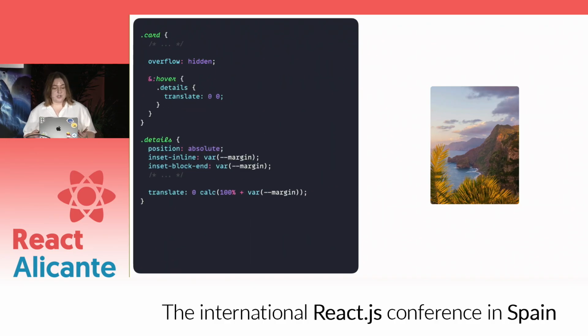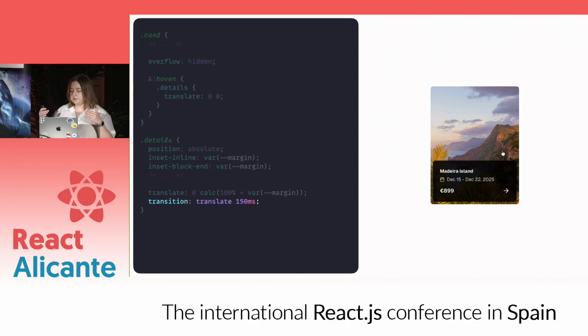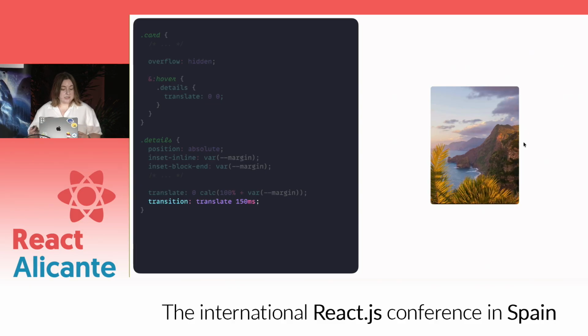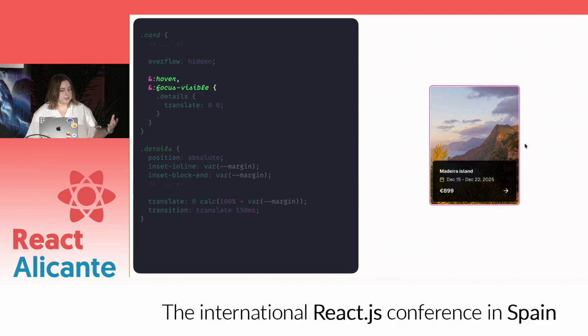So we need to change the translate value when the card is hovered. And then to animate it, we can just add a transition property. Now you can see when I hover this card, our panel smoothly slides up from below, revealing more information. Of course, with animations like this, we also need to take keyboard navigation into account. So since it is a link, I'll add focus-visible here so that this animation will play out when I focus on the card too.